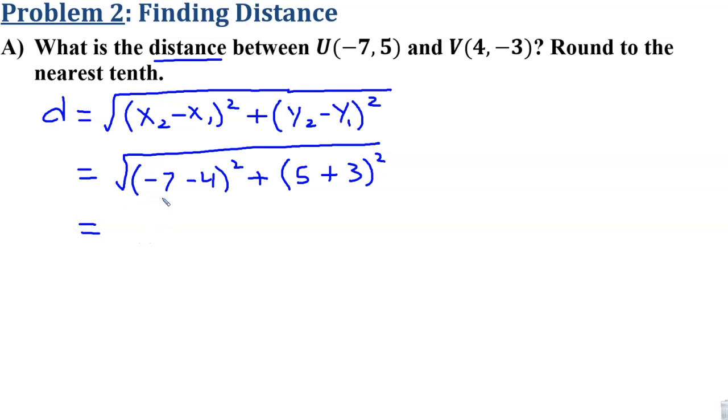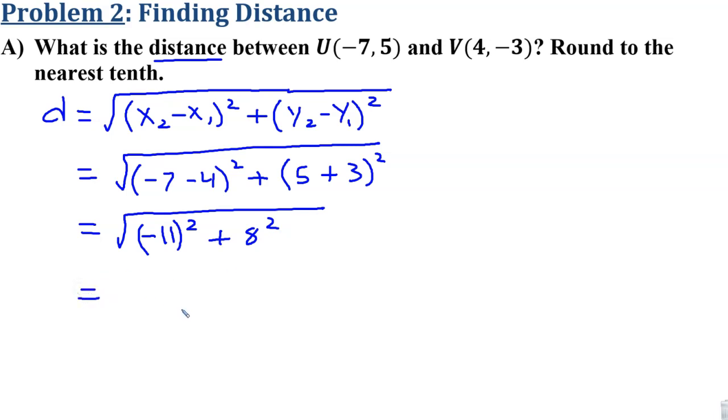All right, now technically we could plug this into the calculator the way we see it here, but I'm going to reduce it down just to make my expression a little less messy when I go to plug it in. So we've got the square root of -7 minus 4, which is -11. I'm going to put that all in parentheses to square it. That's going to help me remember that when I square that negative number, I get a positive. If you want to do this on the calculator, you do need the parentheses there. Plus 5 plus 3 is 8, so that'd be an 8 squared.